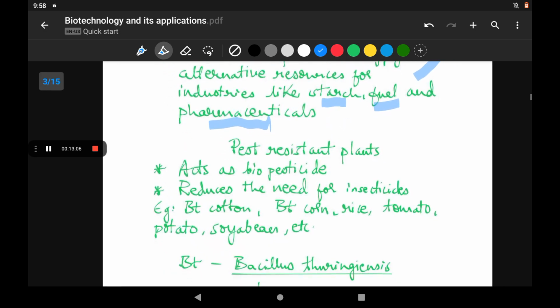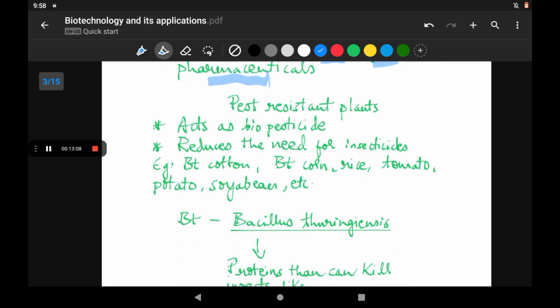The pest-resistant plants, as I've already told you, pest is a general word. It includes bacteria, fungi, viruses, insects. It even includes the nematodes. Anything which is going to be harming the plants or unwanted organisms which reduces our yield, we call those pest. Pest is more like synonymous with nuisance.